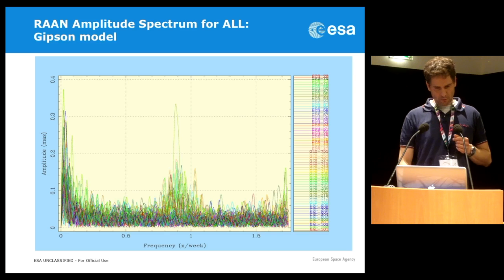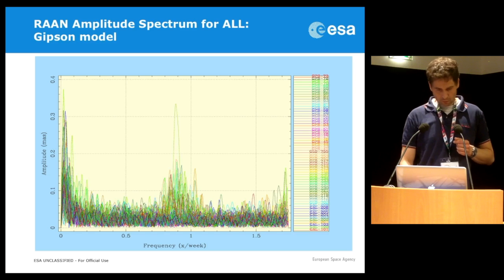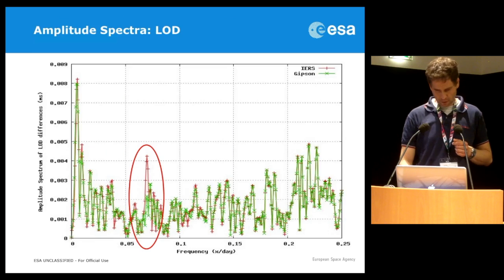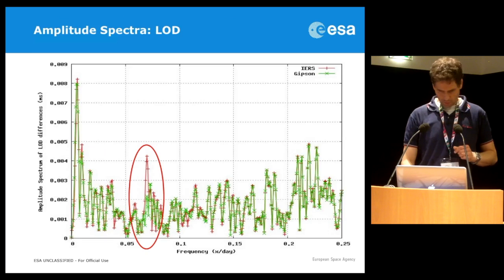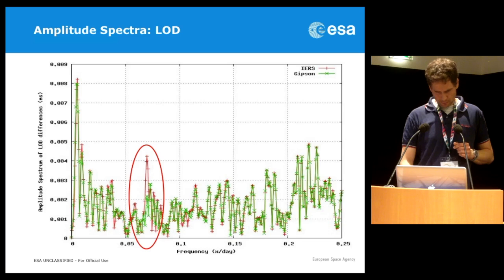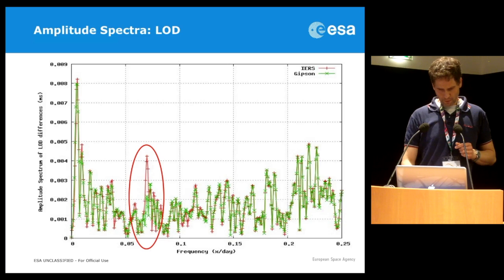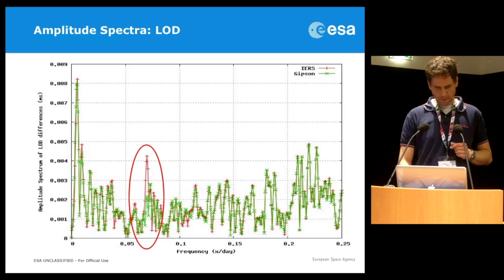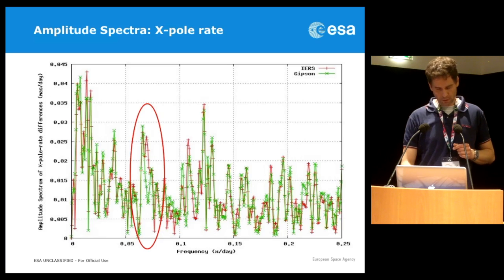As I said, there was also a significant improvement in the LOD estimates. I think I should go quickly through those slides here. Here the IERS model is indicated in red and Gibson is in green. There is a clear improvement again at the 14-day period, and we also see that in the X-pole rate estimates and the Y-pole estimates.